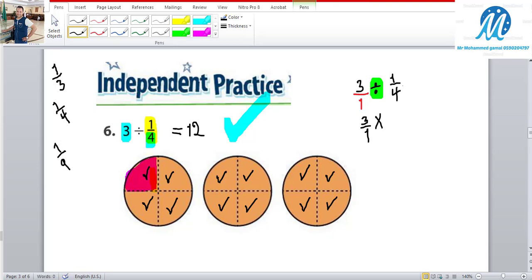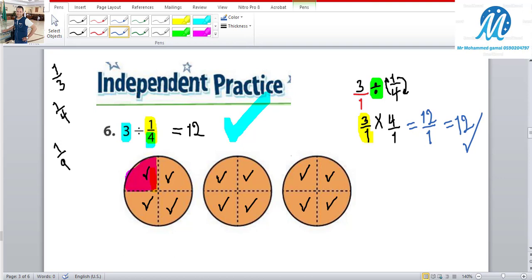But the other one, I'm going to flip it upside down. So here, the 1 is going to be down, and the 4 is going to be up. So it's going to be 4/1. Again, what I did is, the 3 over 1, I'm just copying. Divide, I'm going to change to multiply. 1/4, I flipped upside down to be 4/1. Now multiply as usual. 3 times 4 is 12. 1 times 1 is 1. So the answer is the same. 12/1 gives you the same 12.